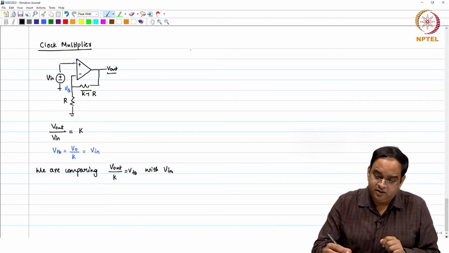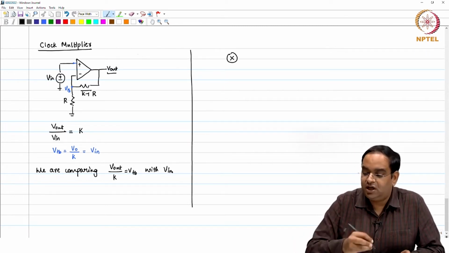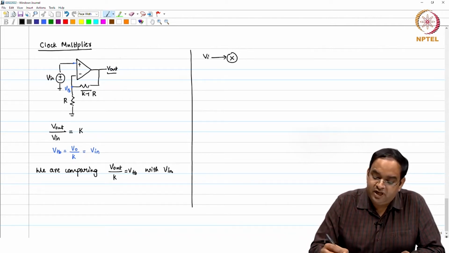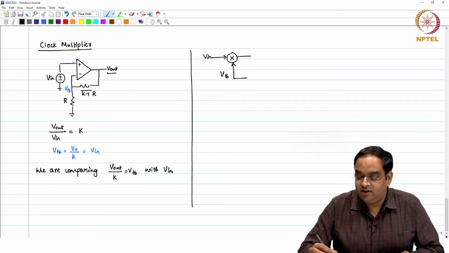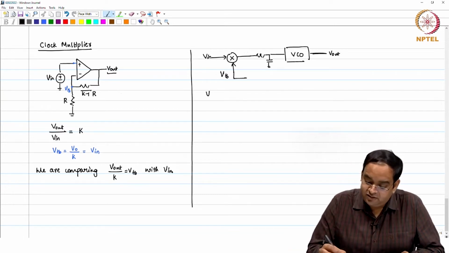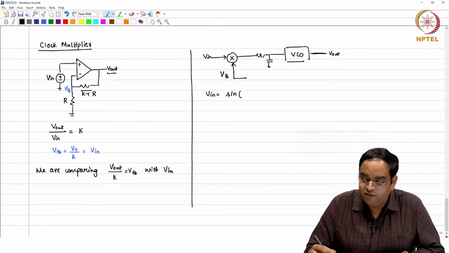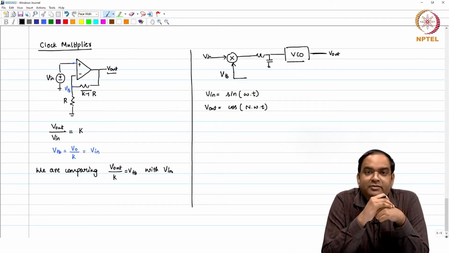The same thing happens in a clock multiplier. For example, let us say, I do not know yet how I will get the whole circuit, I have this V in and here I have the V feedback signal, the output of this PLL, which we have been doing for a lot of time. Let us continue with that very simple example: the loop filter, and you have a VCO, and this is V out. What I want is the following: I want V in as sine of omega t and I want V out as cosine of n times omega t. I want the output frequency to be n times the input frequency.